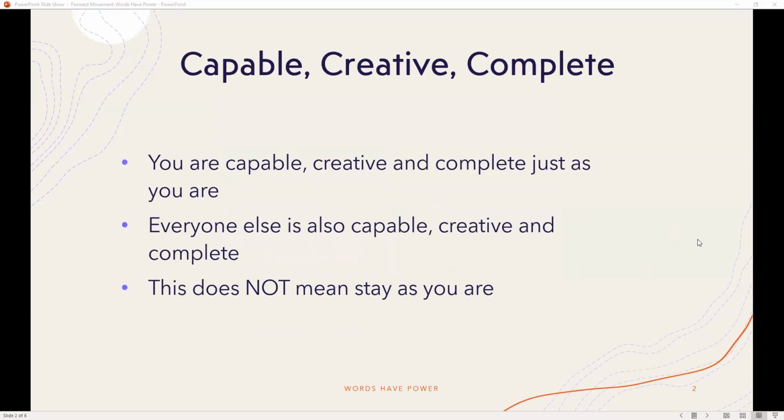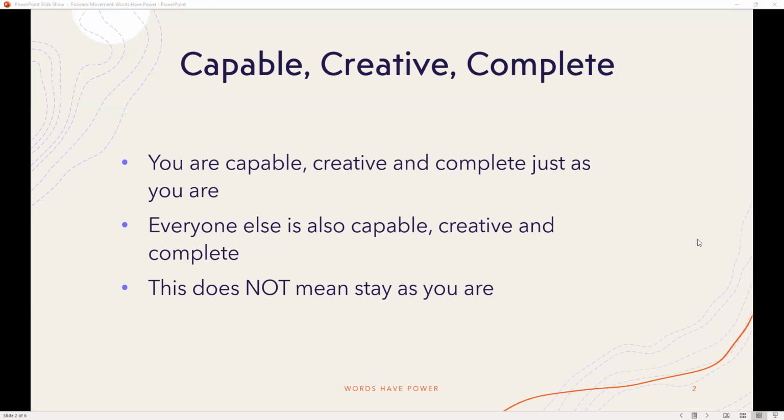One other concept that is very key to the intrinsic domain is the concept that people, including you, are capable, creative, and complete just as you are. You are capable, creative, and complete just as you are, and everyone else is also capable, creative, and complete just as they are. What this basically boils down to is that you as a person, in all of your totality, your singularity and uniqueness, are not lacking in any way. And the person next to you is also, in their totality and completeness, not lacking in any way. That's what capable, creative, and complete means.